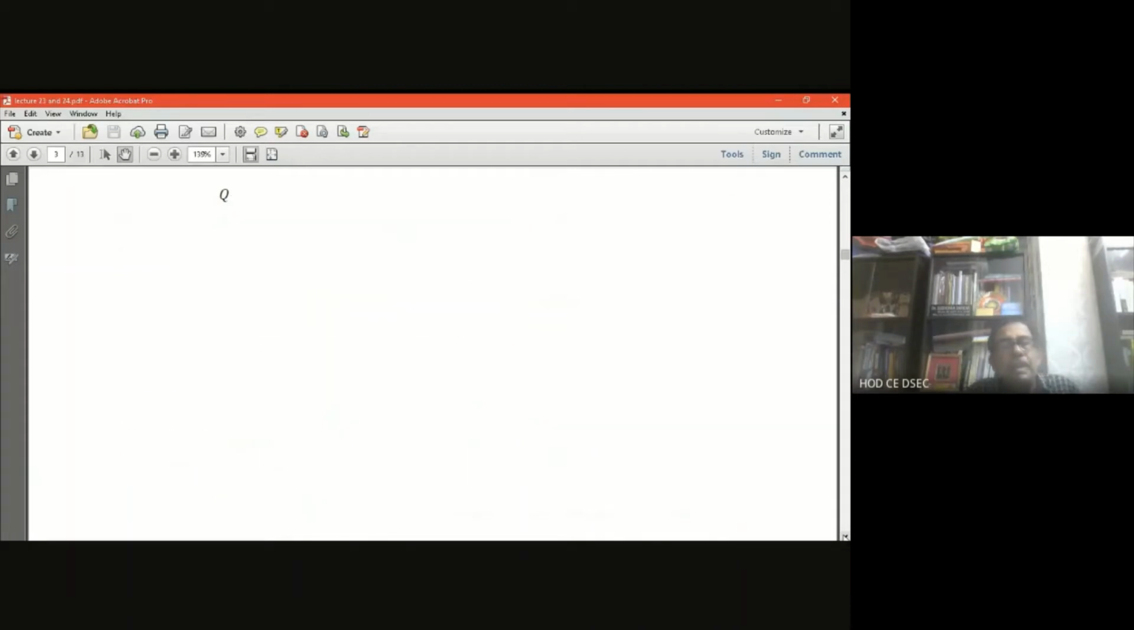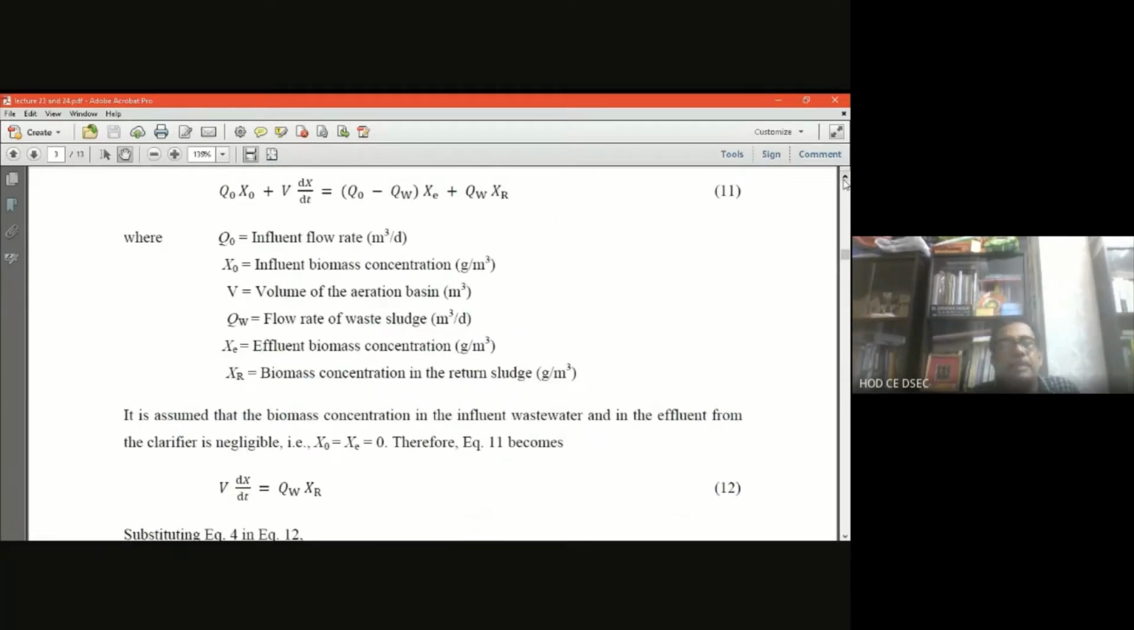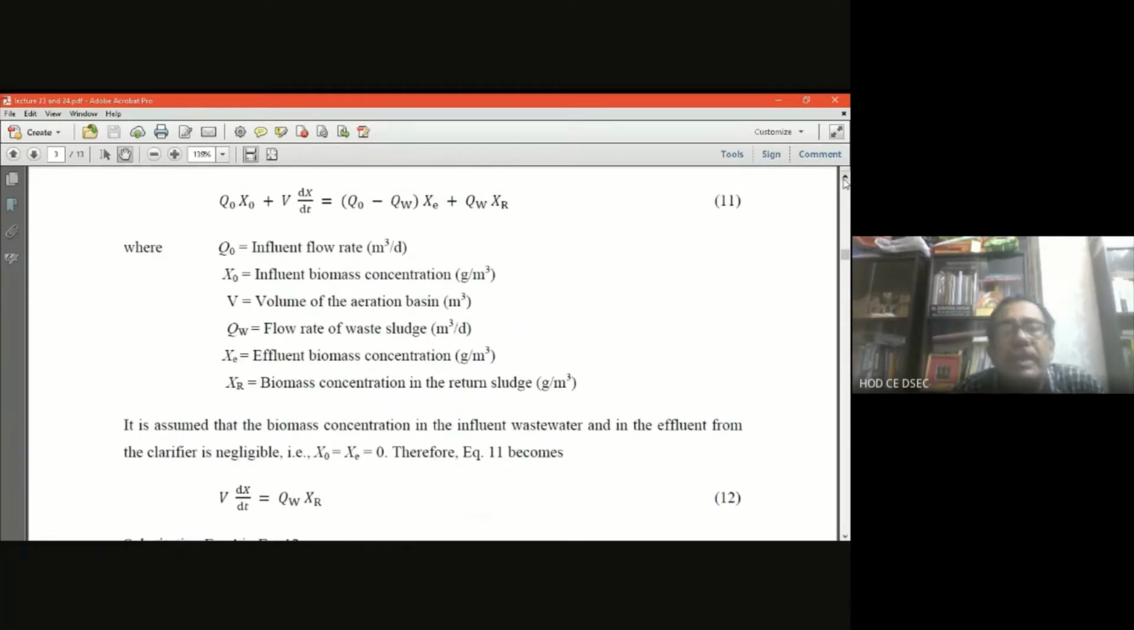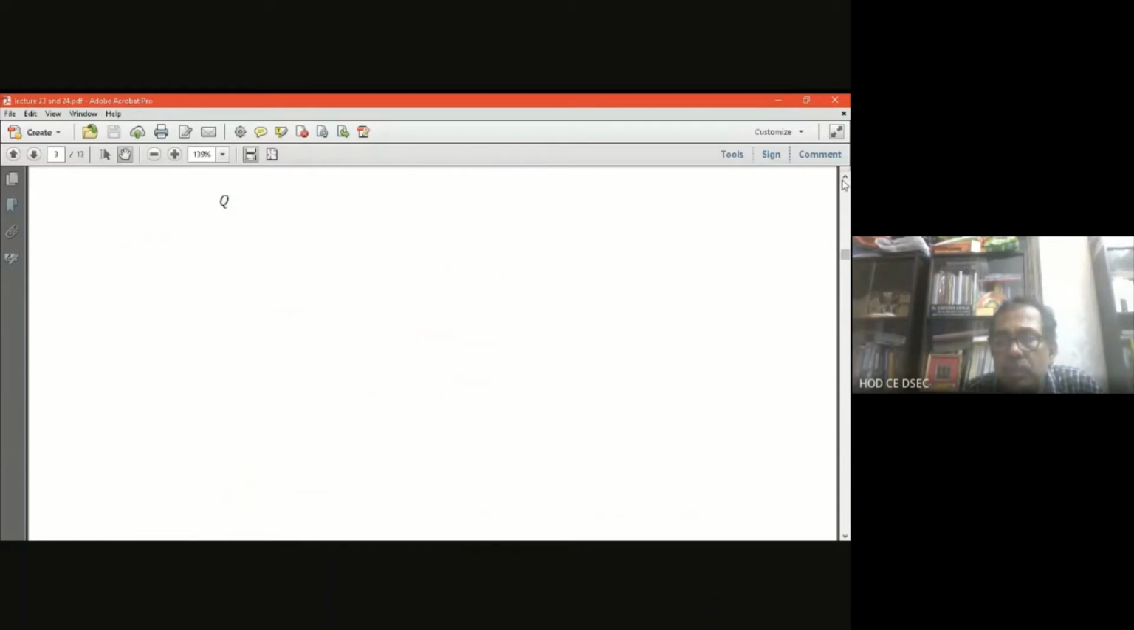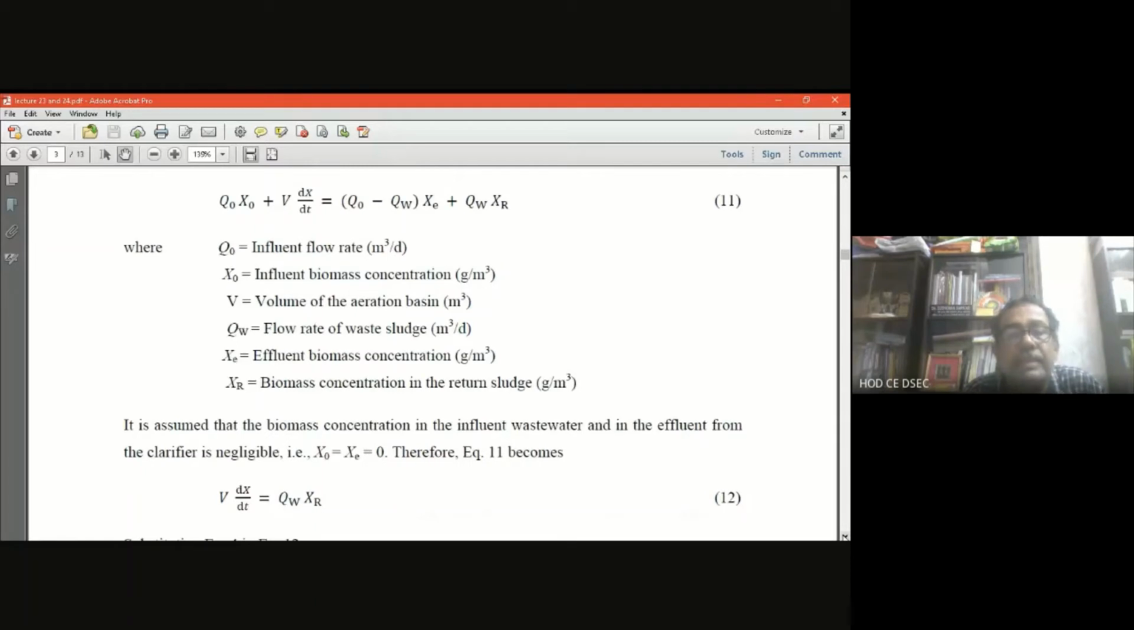So the equation will come as follows. If we put X0 equal to 0 and Xe equal to 0 in expression number 11, that equation will be simplified into equation number 12 as V dX/dt equals QW XR, because this equation has now been shortened by putting the value 0 for X0 and Xe.